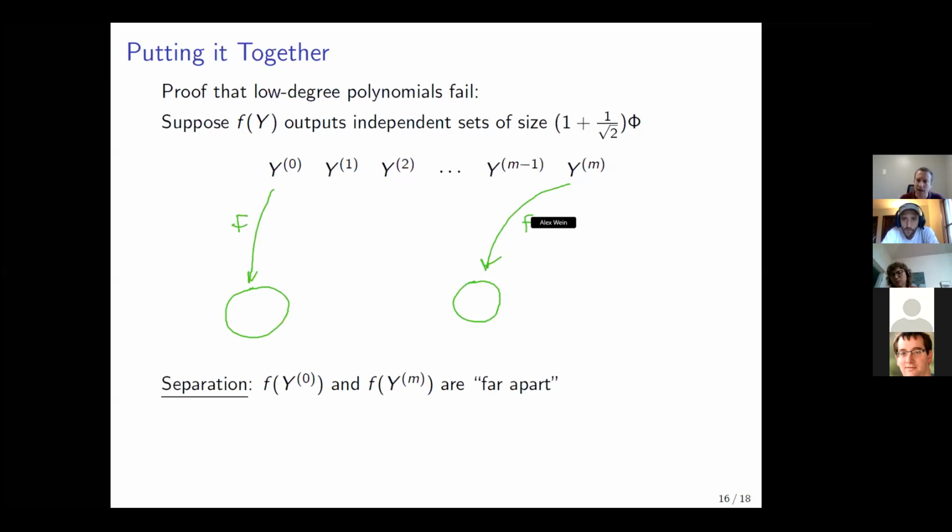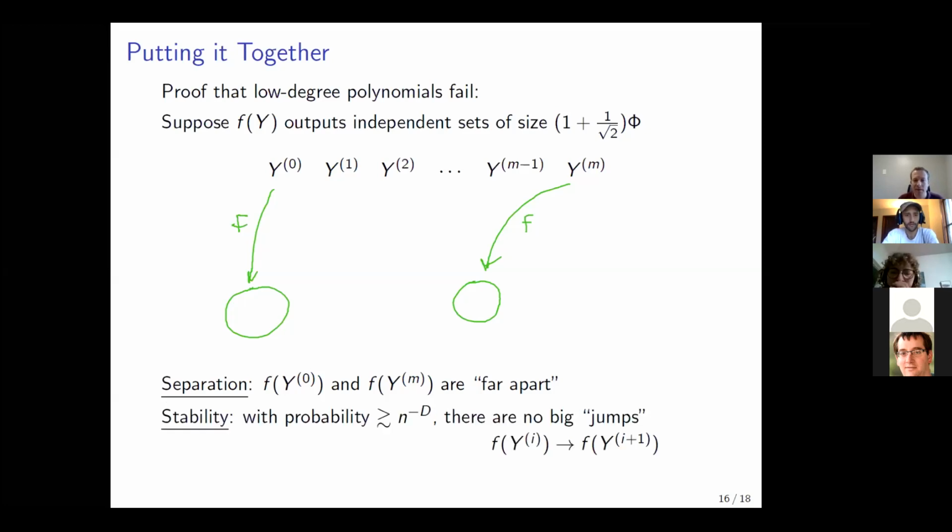So this is a fact I haven't told you yet, but this can also be shown by a first moment calculation. These are two independent random graphs. And so if I take an independent set from one and an independent set from another, they can never overlap too much. So I've drawn them as sort of disjoint here. Really, they're allowed to overlap a bit.